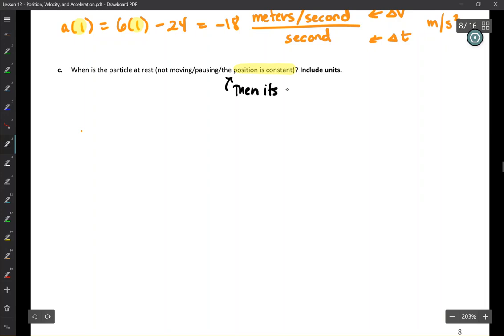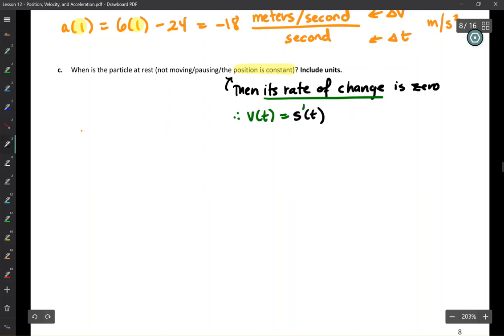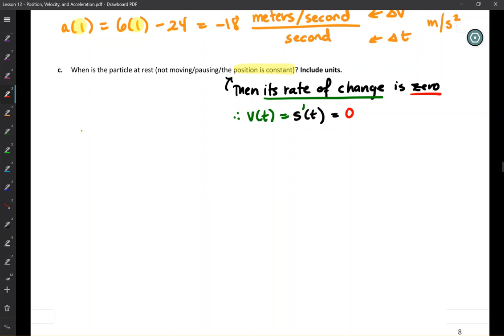Then its rate of change must be 0. Its derivative must be 0. Velocity, which is the derivative of position, must be 0. Okay, so all we have to do is set the velocity function equal to 0.